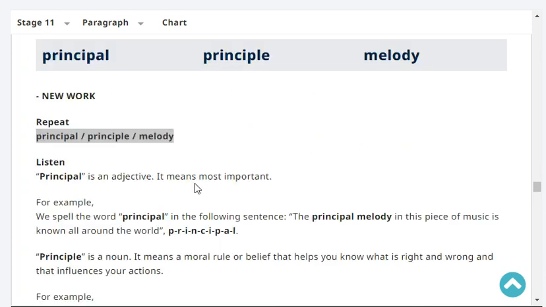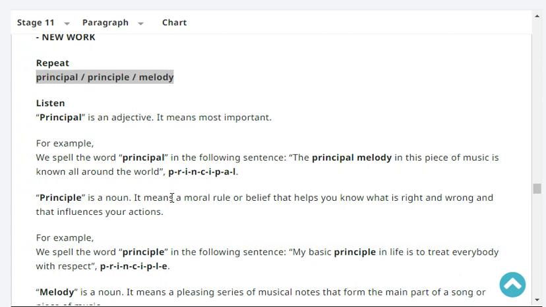Okay, listen. The word principal is an adjective. It means most important. For example, we spell the word principal in the following sentence: The principal melody in this piece of music is known all around the world. Principal.